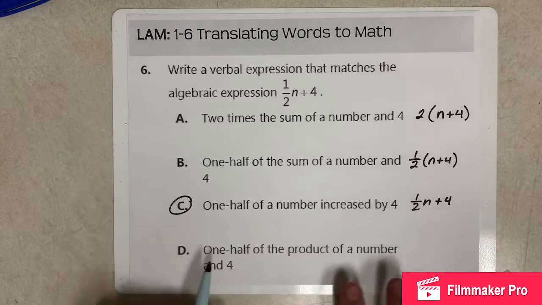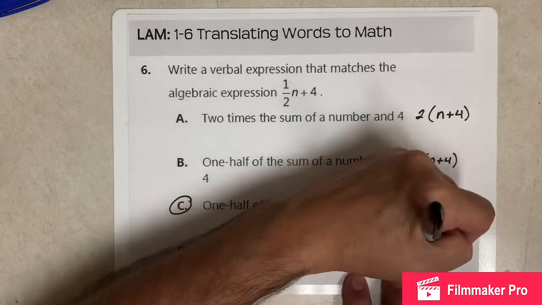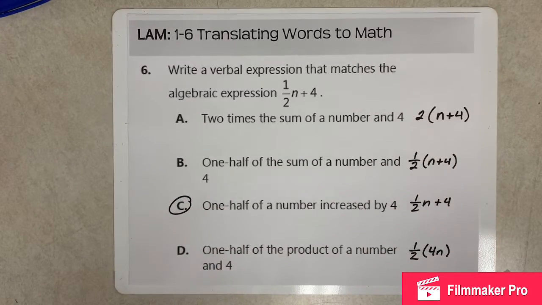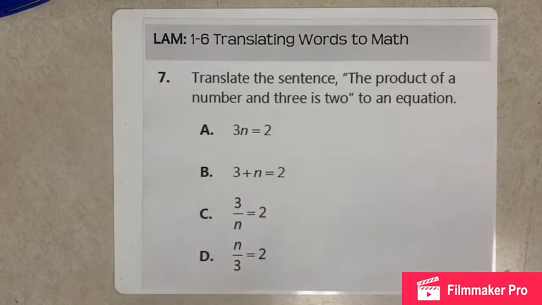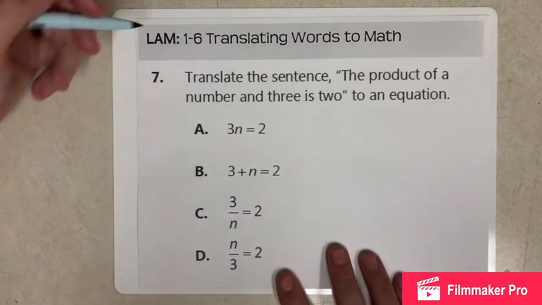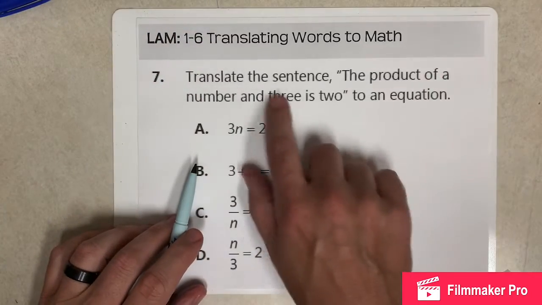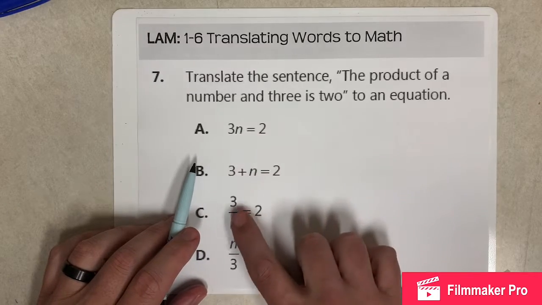Let's look at D. 1/2 of the product of a number and 4. Okay, that's clearly not going to be D for that one. So C looks like it for that. Okay, so now we have some sentences. Translate the sentence. The product of a number and 3 is 2. So the product of a number and 3 would be 3n. So we're good here, not there, not there, and not there.